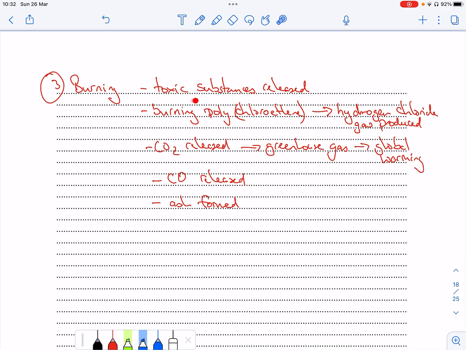And the third thing we do to dispose of polymers is we can burn them. And if we burn them, the problem with this is we get toxic substances released. If we burn chemicals like polychloroethene, then hydrogen chloride gas is produced. Carbon dioxide can be released because they contain carbon inside them, and that's a greenhouse gas, and that leads to global warming. We can also get carbon monoxide, toxic gas, released, and the ash that's formed afterwards can also be toxic. So it's how we dispose of that.